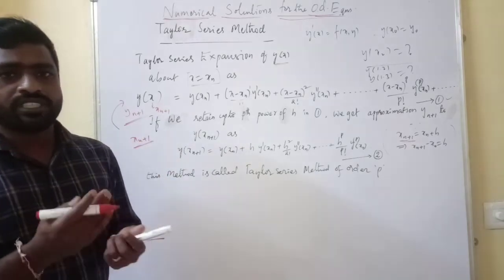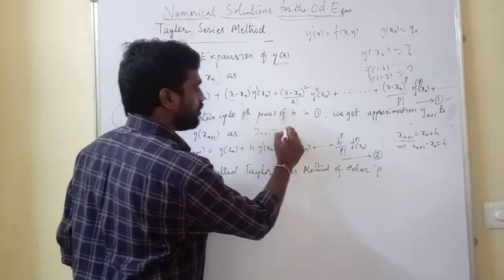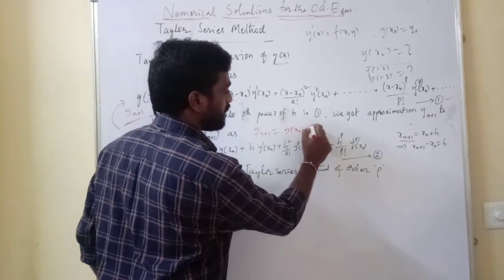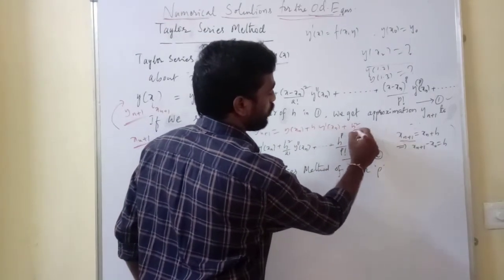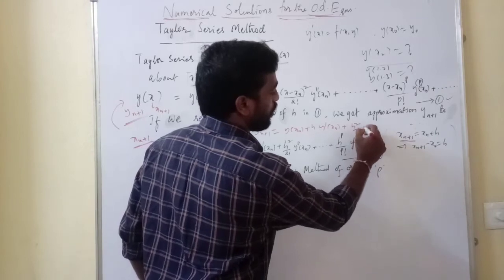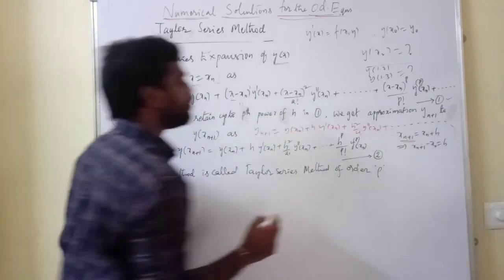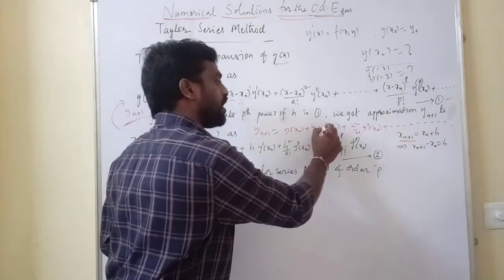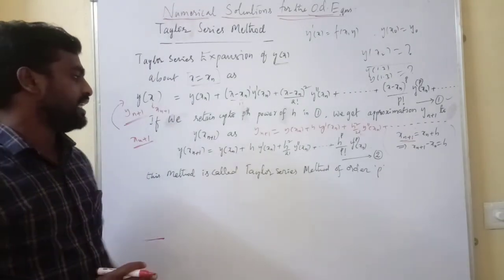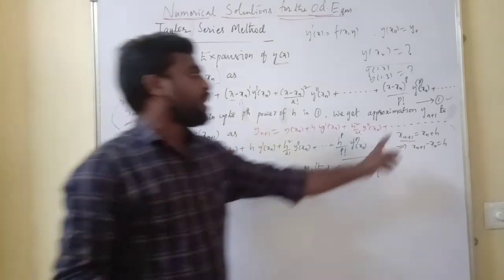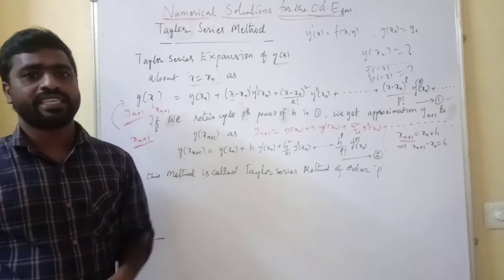That equation can be transformed as y n plus 1, which is equal to y of x n plus h y dash of x n plus h power 2 by 2 factorial into the second derivative at xn, and so on, going on to an infinite number of terms. The series is an infinite series. Now we get y n plus 1 approximating y of x n plus 1.